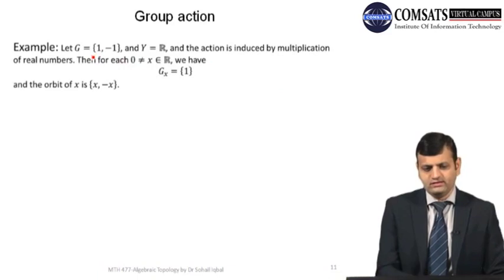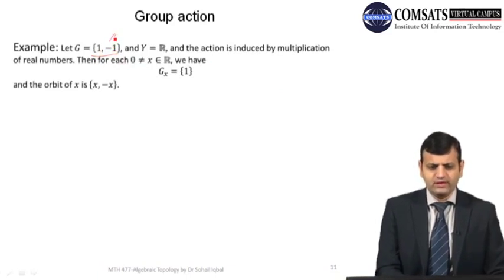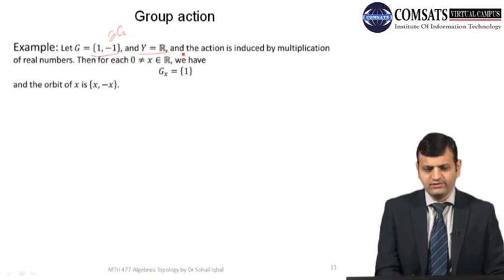Now let's consider another example where we have a group G which is {1, -1}. What is this group? Of course, if it is a group with 2 elements, then it must be isomorphic to C2, the cyclic group of order 2. In this case our set is the real line, and the action is induced by multiplication of real numbers.